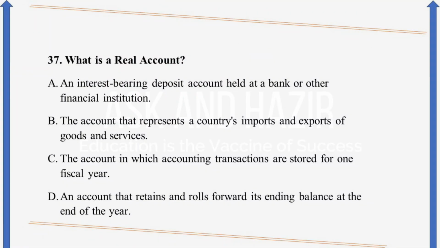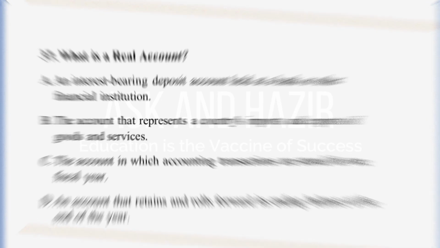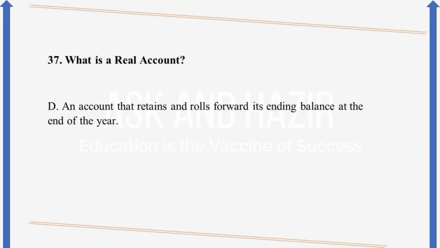37. What is a real account? An interest-bearing deposit account held at a bank or other financial institution. The account that represents a country's imports and exports of goods and services. The account in which accounting transactions are stored for one fiscal year. An account that retains and rolls forward its ending balance at the end of the year. Answer, D. An account that retains and rolls forward its ending balance at the end of the year.